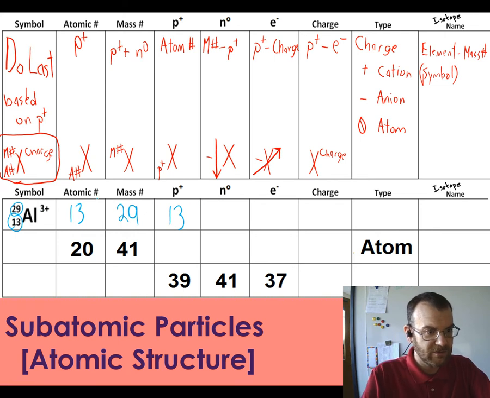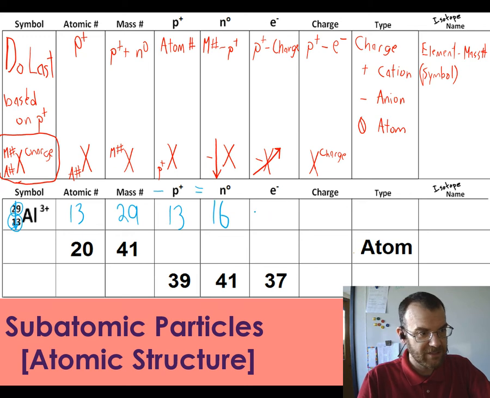To get the neutrons, we're going to subtract down. So 29 minus 13 is 16. We could also do over here, mass number minus protons equals neutrons. I mean, it's right there, what you need to do. For electrons, we're going to be subtracting the diagonal way. So that's 13 minus a positive 3 means my electrons are a 10.